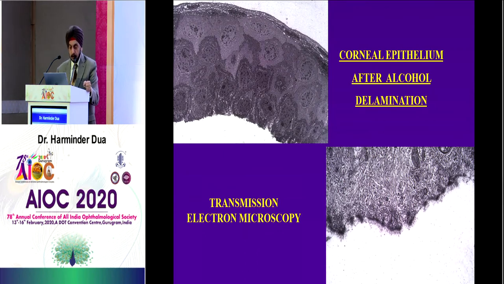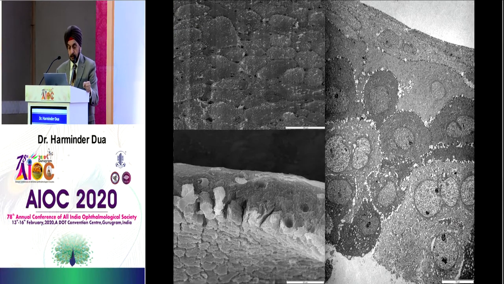Now when you look at the sheet of epithelium that you have removed in LASIK, you will see that the alcohol cleaves at the level of the basement membrane. Over here. That's what it takes off. And if you look at the scanning electron micrograph, you will see multiple little holes develop, usually at the junction of three cells. And when you make a section of that, you will see that there are gaps between the cells. And if you look at the bottom surface of this epithelial sheet, there are little cracks between the basal cells.